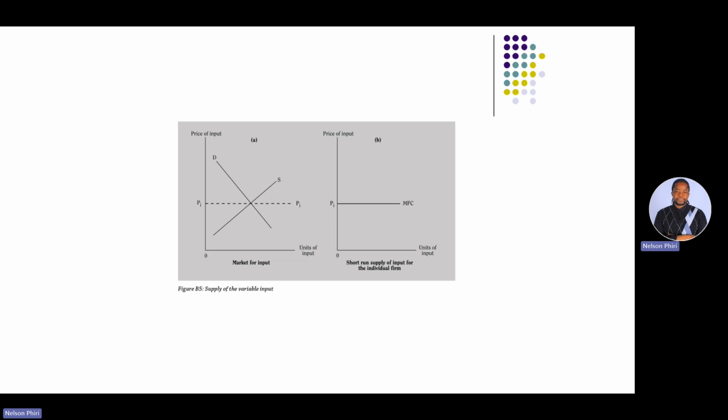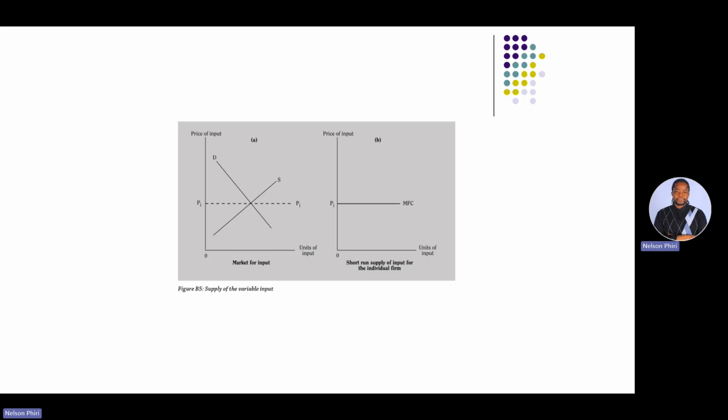However, our starting point is the determination of equilibrium for a variable input. So the equilibrium price is determined by that graph that you see there, where P is equal to P1. You can see there are normal demand and supply curves. Where your normal demand and supply curves meet, that is the equilibrium price.